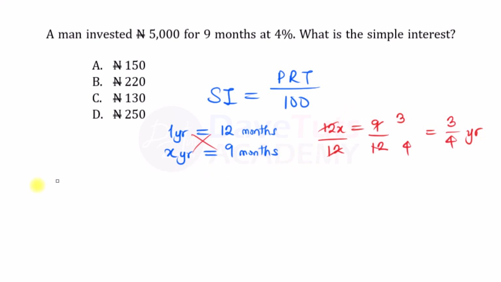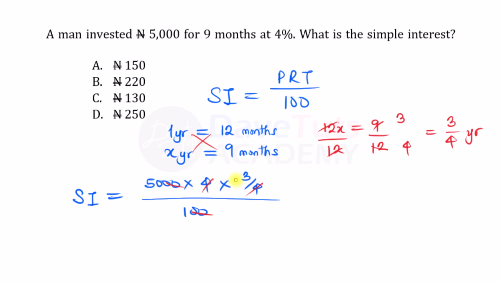So you can now go ahead to find your simple interest. The principal we are given is 5,000. The rate we are given as 4, and then the time is nothing but 3/4, and we are dividing all of this by 100. Notice how I put this. These 2 zeros we definitely cut out. We cut 4, so we have 50 times 3 remaining. So that simple interest is nothing but 150 naira, and that is option A.